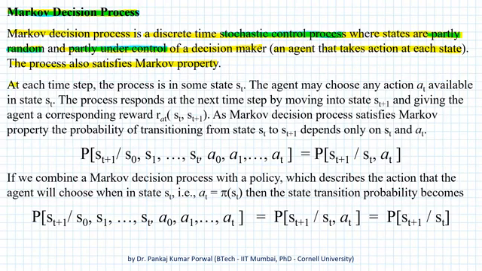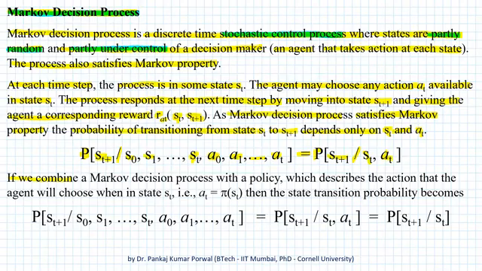So in Markov decision process, at each time step, the process is in some state s_t, and the agent may choose any action a_t available in that state s_t, and then the process responds at the next time step by moving into a new state s_t+1 and giving the agent a corresponding reward r corresponding to action a_t, and the transition from state s_t to s_t+1. And as this process satisfies Markov property, the probability of transitioning from state s_t to s_t+1 depends only on the present, that is state s_t, and the action a_t. So we can write probability of s_t+1 given s_0, s_1 up to s_t and a_0, a_1 up to a_t is equal to probability of s_t+1 given s_t and a_t.